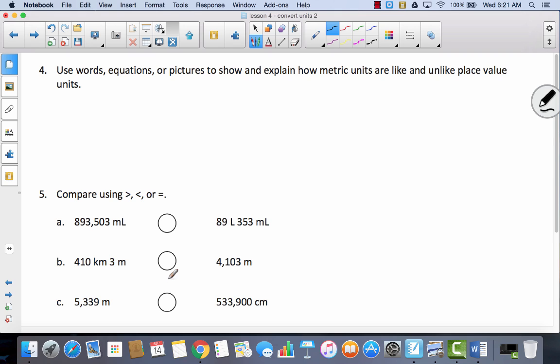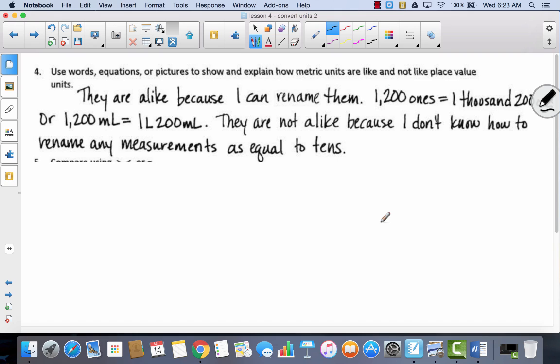All right, let's take a look at number 4. Use words, equations, or pictures to show and explain how metric units are like and unlike place value units. I want you to take a minute to pause and think about how these are alike. And I want you to write down some of your ideas, and then I'll come back and we'll talk about an example of what you could have written here. Okay, here's an idea of something that you could have said. You could have said they're alike because I can rename them.